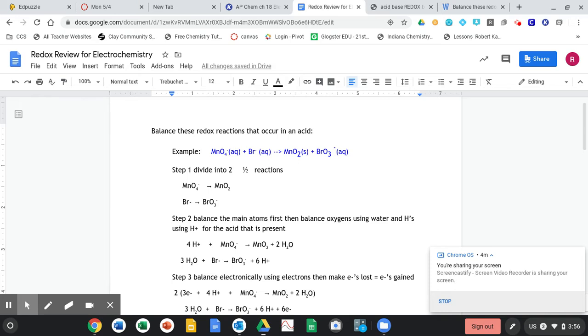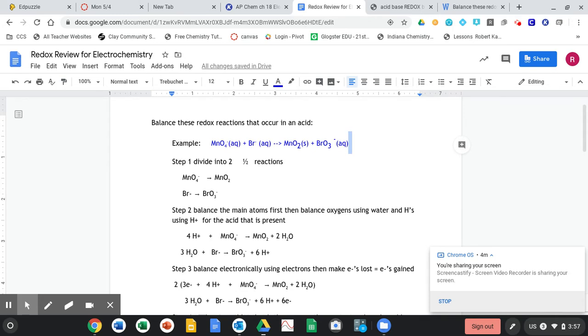So step 1, you take a look at this reaction and you are dividing it into two half reactions. So I took the manganese, and those went together in one half reaction. And then I took the bromine and bromate, and they went to bromide and bromate, and took those. Notice the manganese dioxide is a solid, so it does not have a charge. It would be neutral.